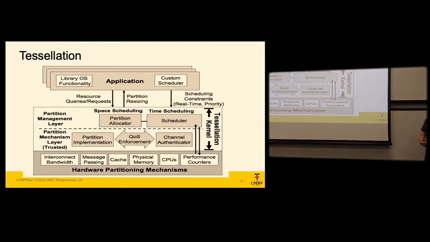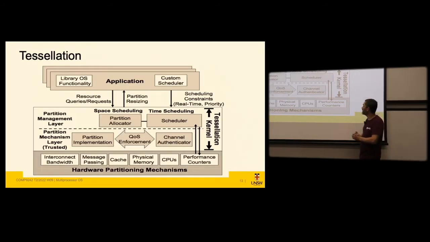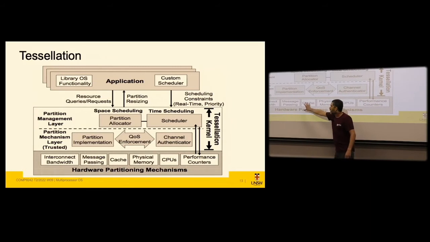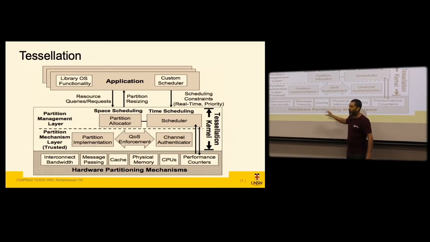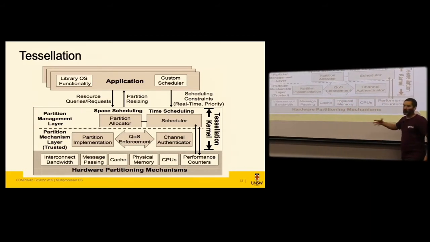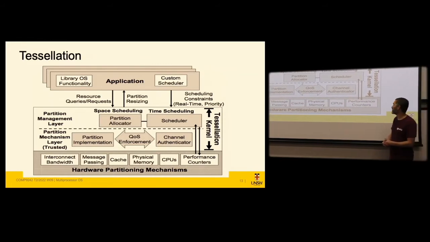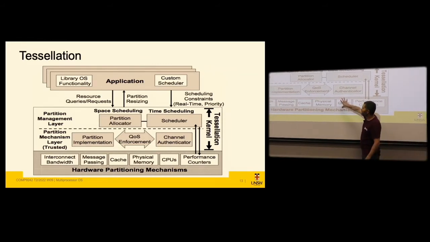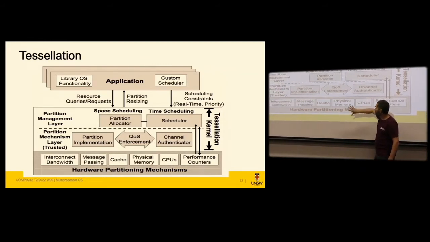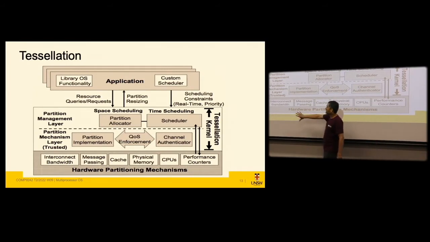So a different view of Tesselation here is, again, we've got the hardware partitioning mechanisms, which is your hardware. And it depends what your hardware provides, how well you can do that partitioning, right? So typically, partitioning CPUs is pretty straightforward. Partitioning memory is pretty straightforward. Partitioning interconnect is maybe harder. You might not be able to reserve a particular bandwidth for a particular application. Partitioning cache may be harder.